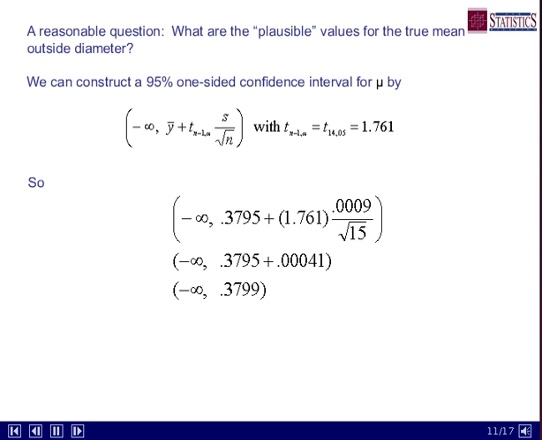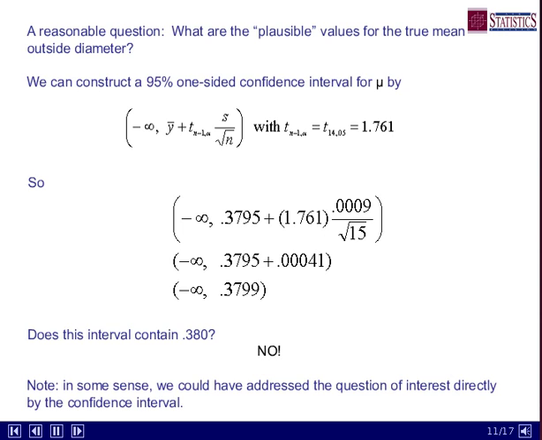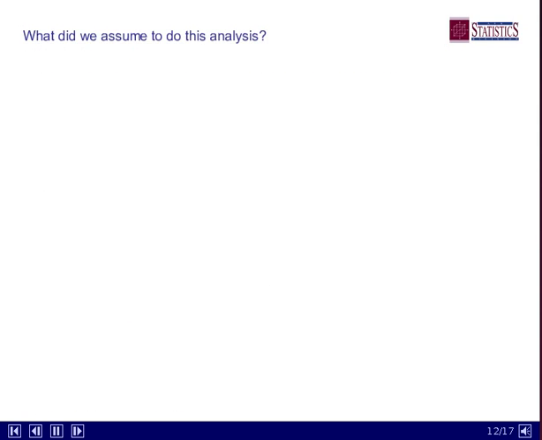If we crank through the math and run through that interval, we get this interval here, 0.3799 basically. So what we're saying is we're 95% confident that the true mean outside diameter is something less than 0.3799. Does the interval contain our target value? In some sense, we could have just drawn this confidence interval and just checked if our target was in there. Since it is not, it is not one of the plausible values.